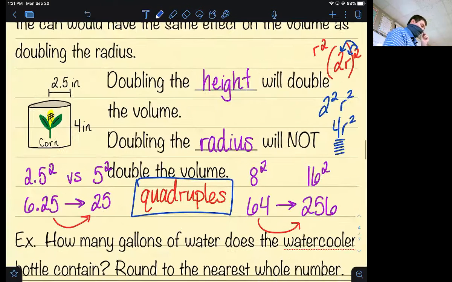Again, not super detrimental to anything you're going to see on a quiz, but just important to know that doubling the radius, because of the exponent there, doesn't have the same effect as just doubling the height or the length, the width of a rectangular prism.